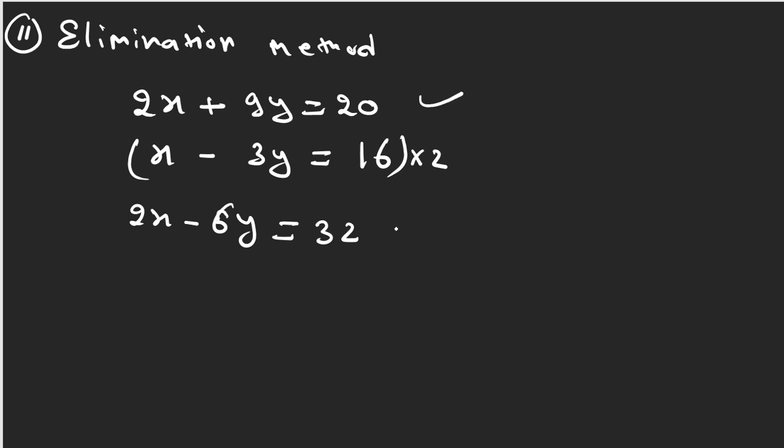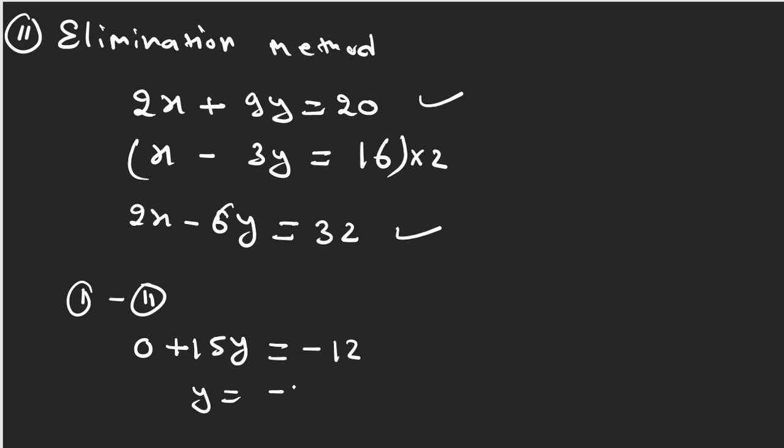Now in this equation and this equation, 2x is common. So what we are going to do is first minus second, equation 1 minus equation 2. So 2x minus 2x is 0, 9y minus minus 6y means it will be added, 9y plus 6y, it will become 15y is equal to 20 minus 32, which is minus 12. So from here we'll get y is equal to minus 12 by 15, or we can write minus 4 by 5.